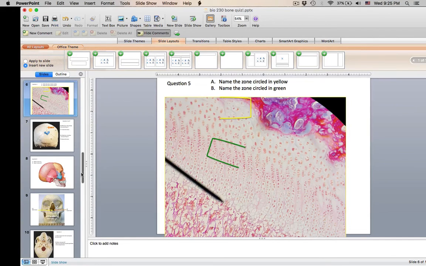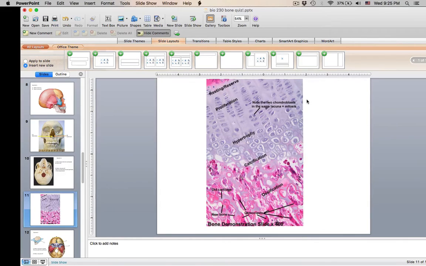Oh, actually, I put it down here. I wanted to show you this. This is an extreme close-up. Resting zone way up here, just plain old hyaline cartilage, proliferation zone, hypertrophic zone where the cells are getting big, calcification zone, the cells are dying, just a white empty shell. The chondrocytes have died. Remember, these are chondrocytes. And then here's the ossification zone. So make sure you know that. Make sure you understand that.